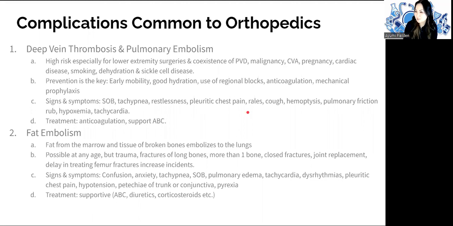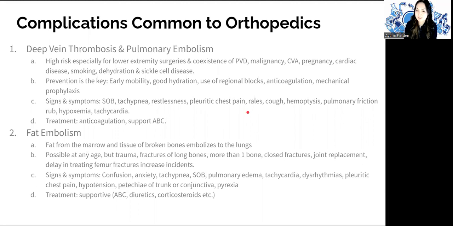And high risk, especially for lower extremity surgeries with the coexistence of peripheral vascular disease, malignancy, stroke, pregnancy, cardiac disease, smoking, dehydration, and sickle cell disease. Prevention is the key. So you want to get the patient up and moving as early as possible and make sure the patient is well hydrated, and you're going to be using regional blocks so they can get up early so we can prevent the vein thrombosis from developing.